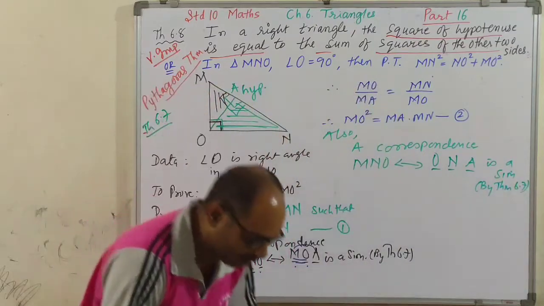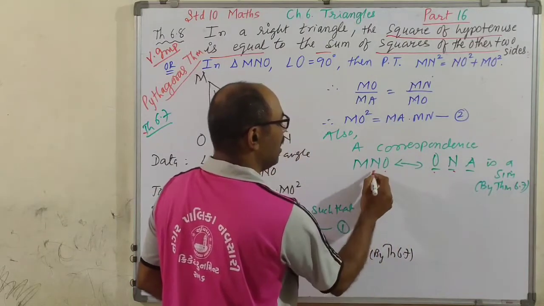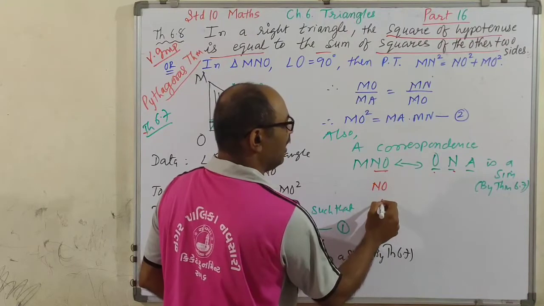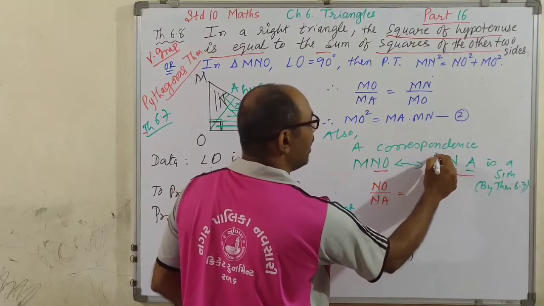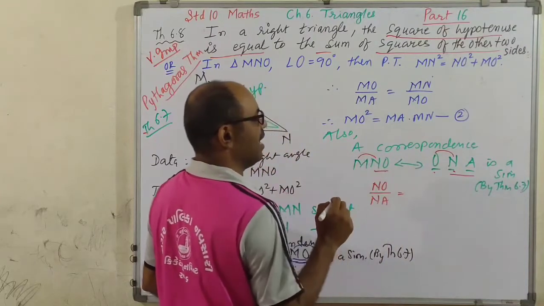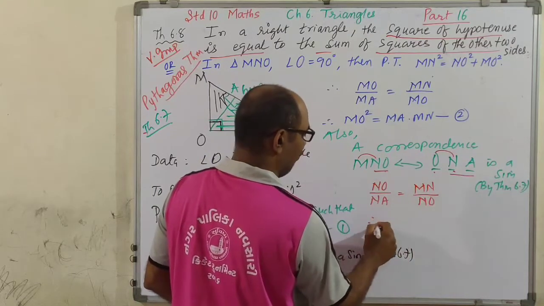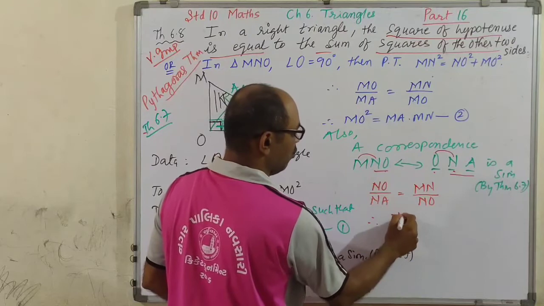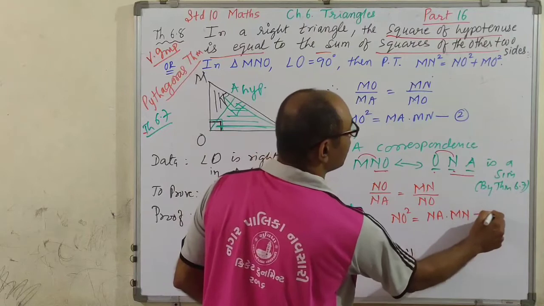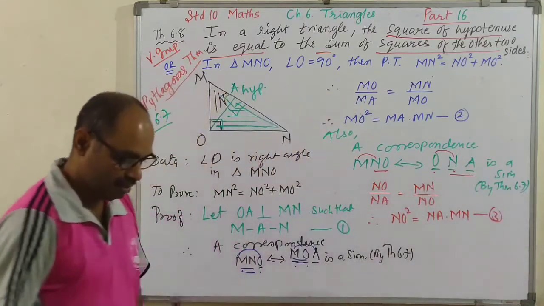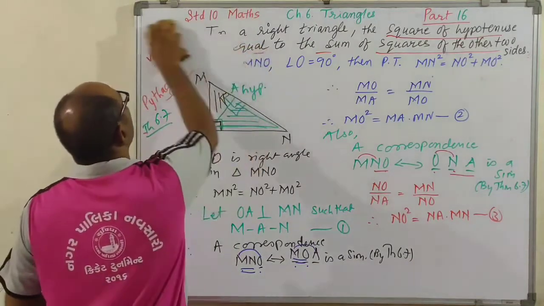Got it? Now which are the common points here? One is N and the other is O. From here NO upon NA, and from here if I take NO, I will get MN. So MN upon NO. Therefore, by cross multiplication, NO square is equal to NA into MN. This is result number 3. Got it, children? Fine. I'll erase this part.